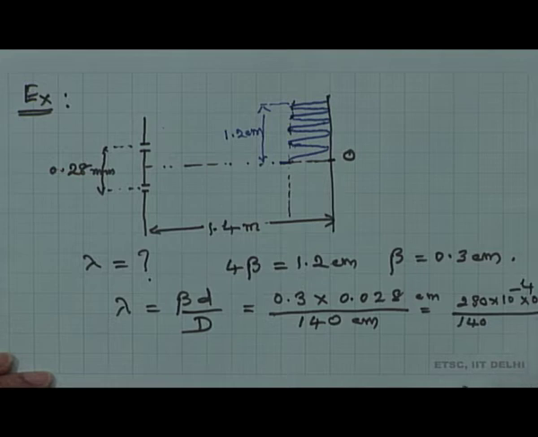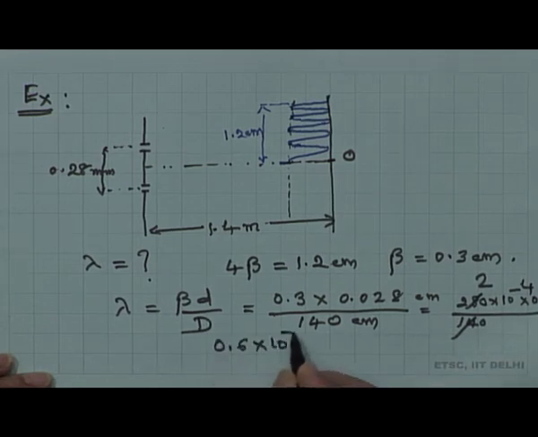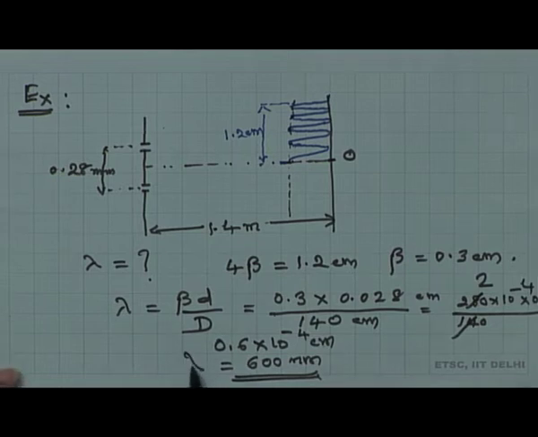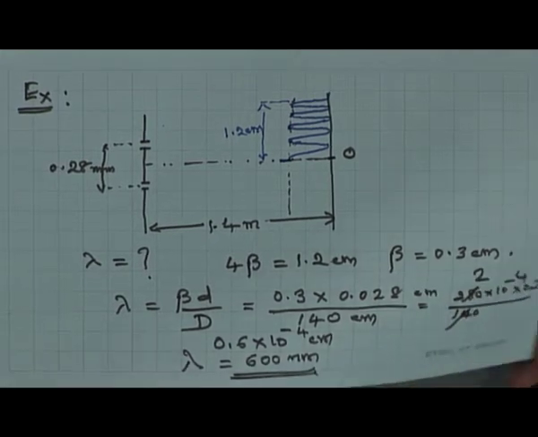Everything is in centimeters. So, 140 goes twice, and we have 0.6 into 10 power minus 4 centimeters. 10 power minus 4 centimeter is a micrometer. So, this is equal to 0.6 micrometer, or 600 nanometer. So, that is the answer. The wavelength of light lambda is equal to 600 nanometers. Quite a simple example, and one only needs to identify the given data and we can obtain the wavelength of light.